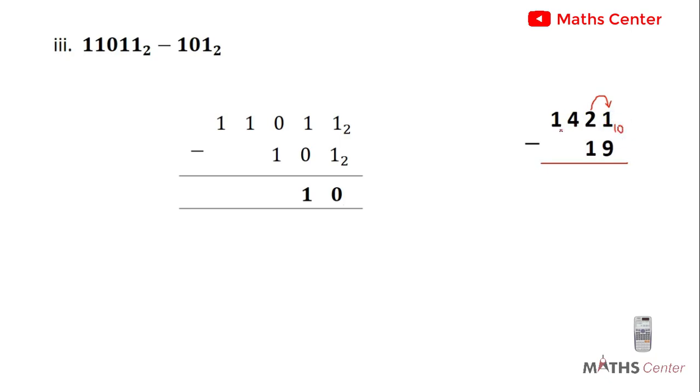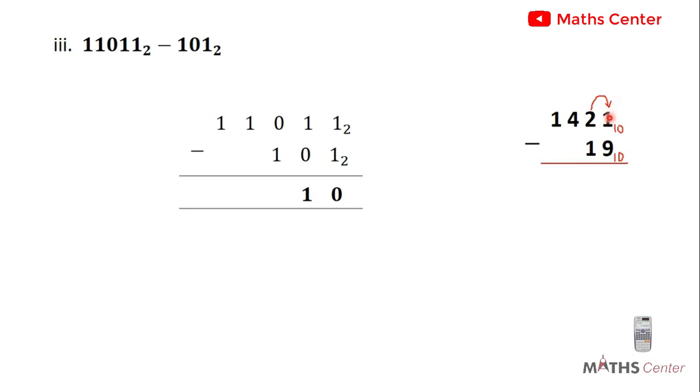So this number 1421 is in base 10. 19 is also in base 10. And we have borrowed 1 from this side to this side. Because we are working in base 10, when we borrow 1, the value of that 1 is 10. So here, when we borrow 1 from this side to this side, the value of that 1 is 10. So here, the one that we have borrowed from this side to this side carries a value of 10.